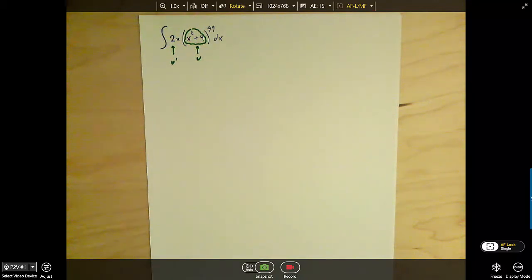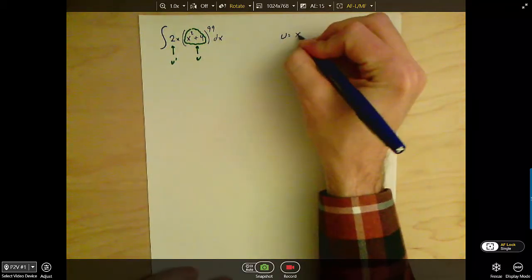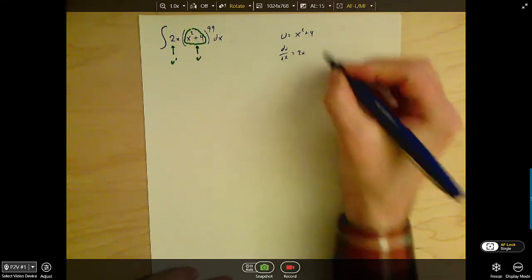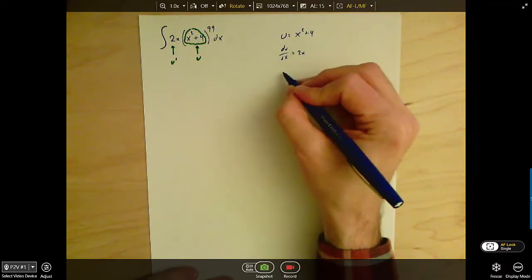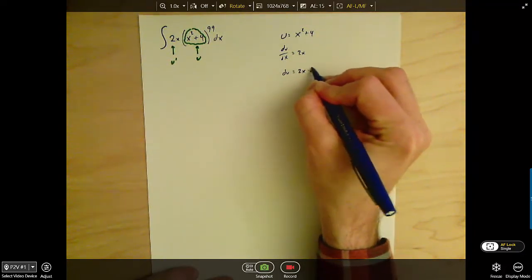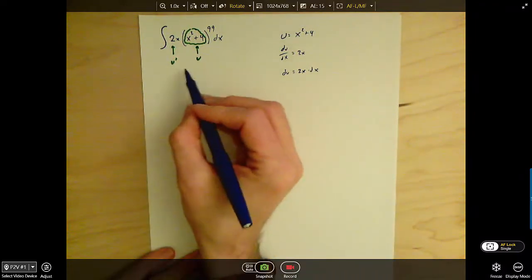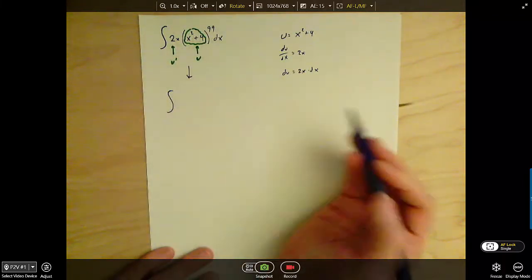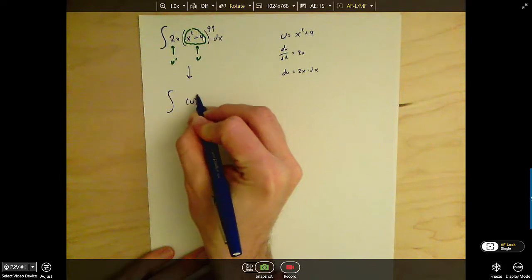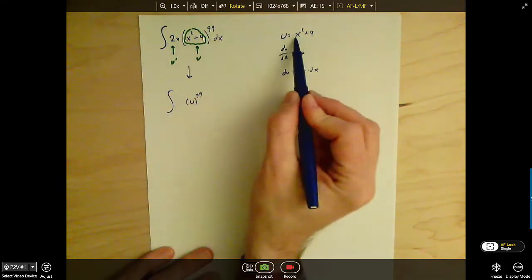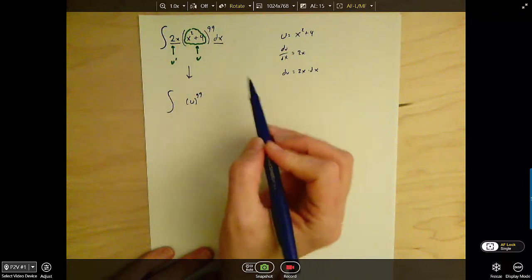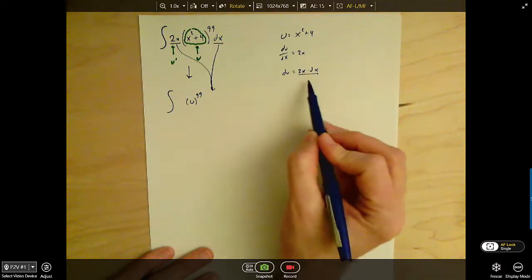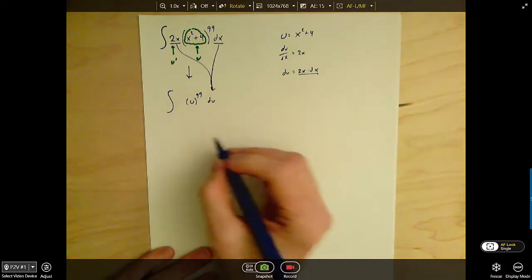Let's actually do the mechanical steps. So I'm going to define u to be x squared plus 4. I'll take the derivative, du dx is 2x. And now I'll go ahead and separate these two. So I've got 2x dx. And now I can rewrite this all in terms of u's. Here I've got u to the 99th power, because x squared plus 4 was u. And then I've got a 2x and a dx, so I'm going to combine both of those together, and my 2x dx is going to get replaced with du.